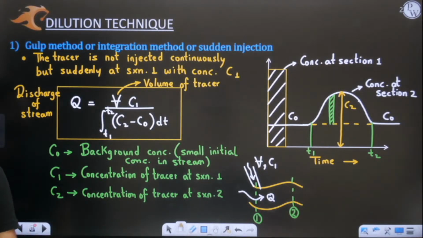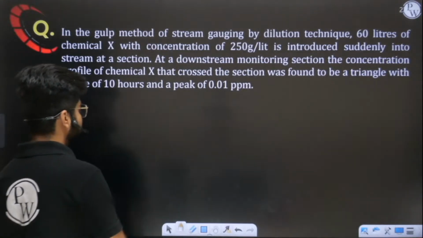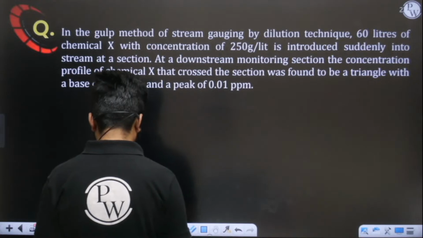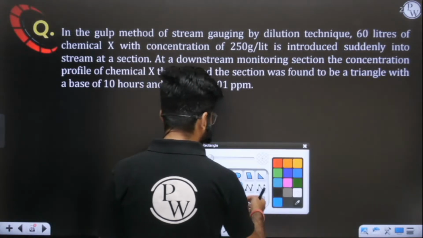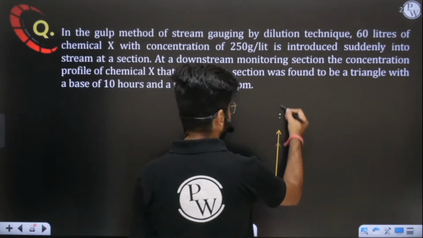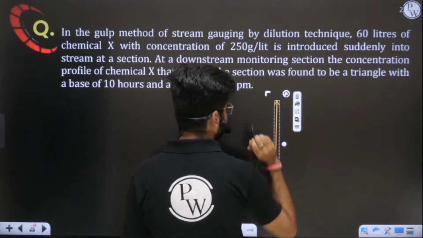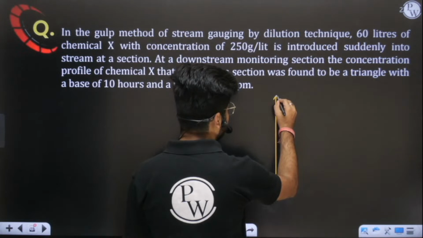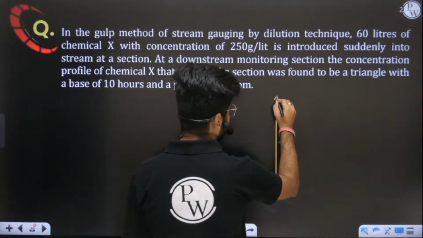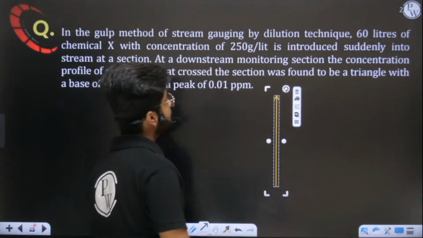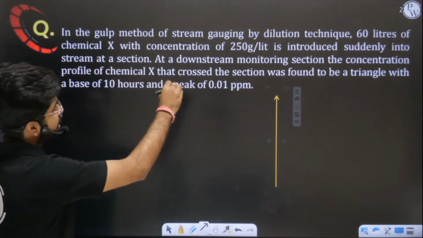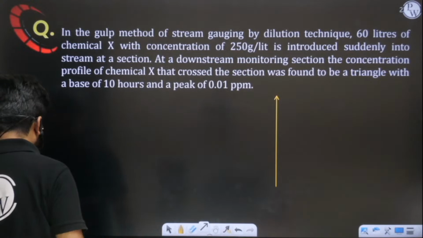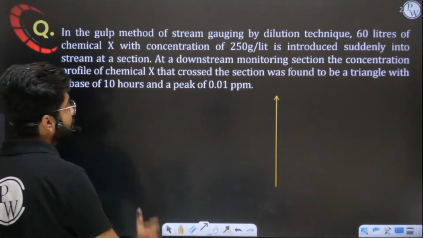Okay, sir. Now let us solve this question. With the help of this, we will be able to understand the entire concept very clearly. So in this question, sir, let me draw this so that it is more clear. Okay, sir, in this question it is saying, in the gulp method of stream gauging by dilution technique, 60 liters of chemical X. So the volume which is given to me is 60 liters.